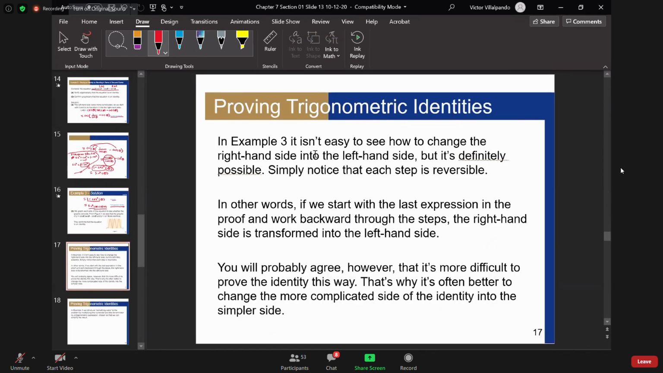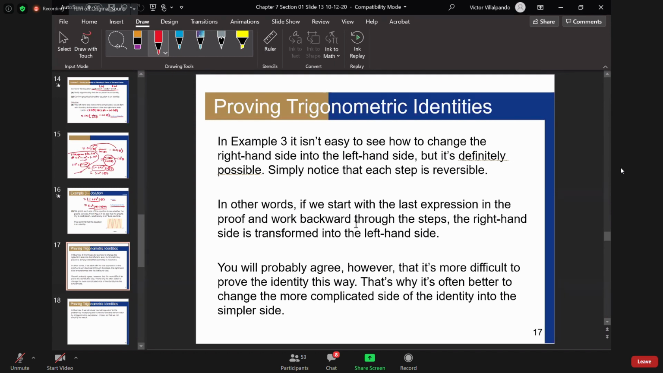The previous example we just did, they say it's easy to see how to change the right hand side. Oh, it isn't obviously easy to see how to change the right hand side into the left hand side, but it's definitely possible. You would just have to undo the steps that we just did. But that's a little bit harder, because you start off with sine squared and you have to think, okay, Pythagorean identity, change it to 1 minus cosine squared. And then you would have to think about factoring the cosine out, and it takes a little bit of work. That method's a little bit harder.